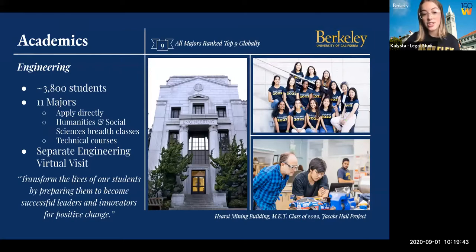Next, we have the College of Engineering. All majors in this college are also ranked pretty high globally, within the top 9. There's about 3,800 students in the College of Engineering and 11 majors. You don't need to, but it's very strongly recommended that you apply directly into the College of Engineering rather than trying to transfer in, and you usually will apply directly into your major as well, although you can choose engineering undeclared.